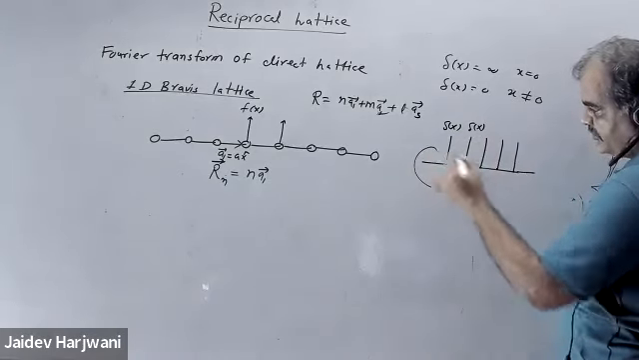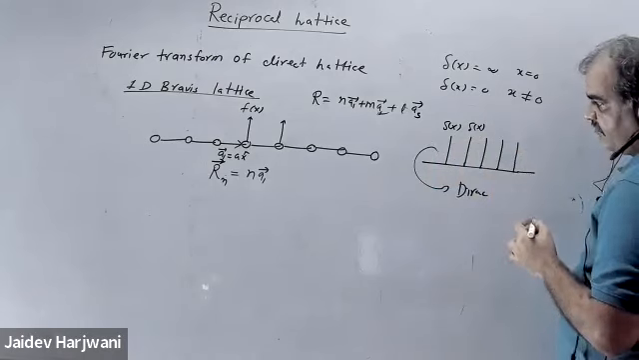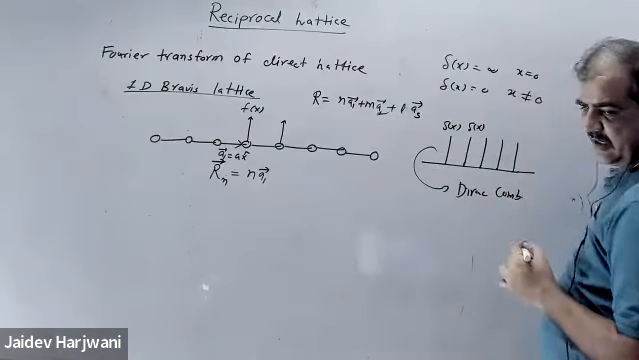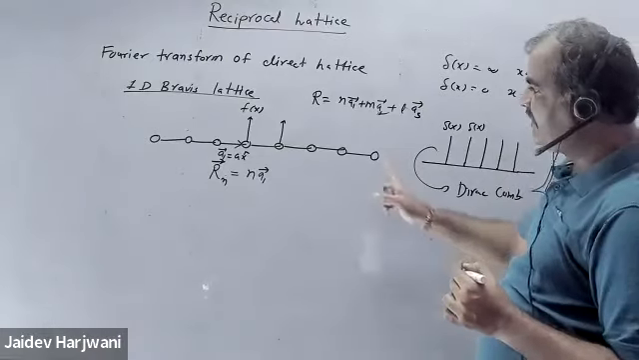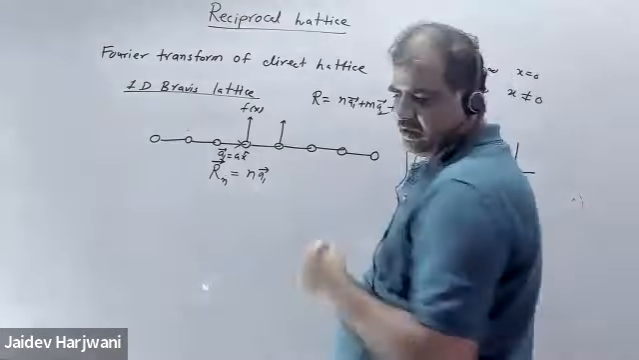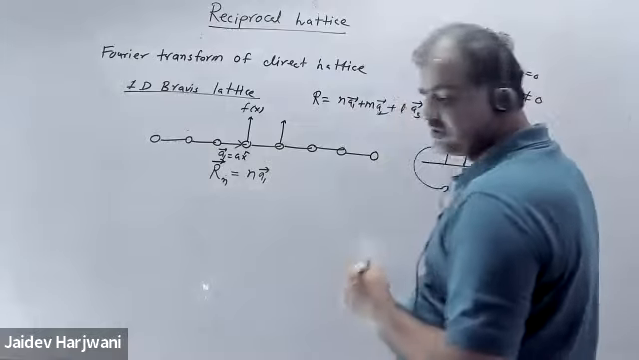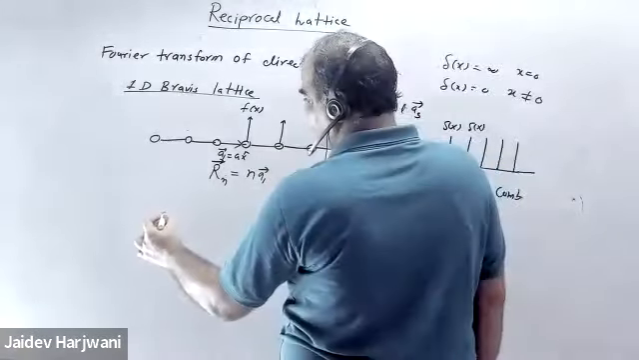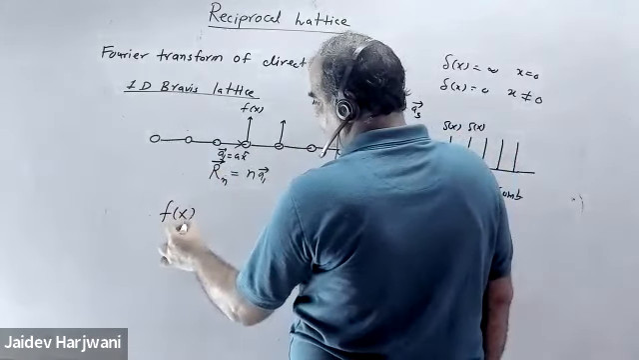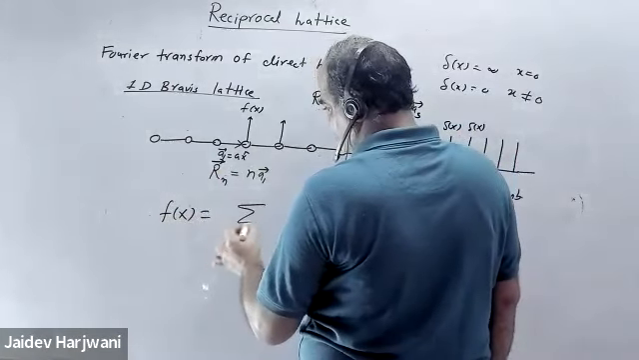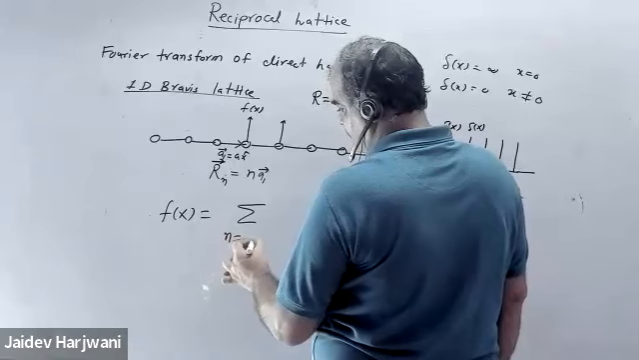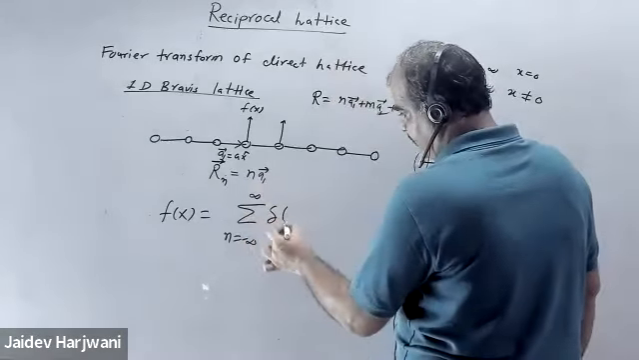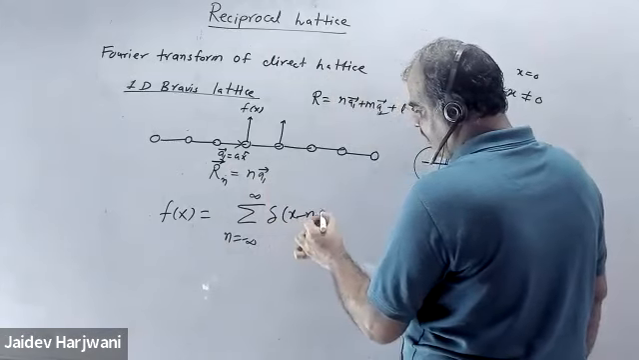A train of delta functions is called a Dirac comb. So I can represent a one-dimensional lattice by a Dirac comb, or a summation of delta functions. If I want to represent this as a function, I can write simply the summation, n equal to minus infinity to plus infinity, of delta of x minus na.